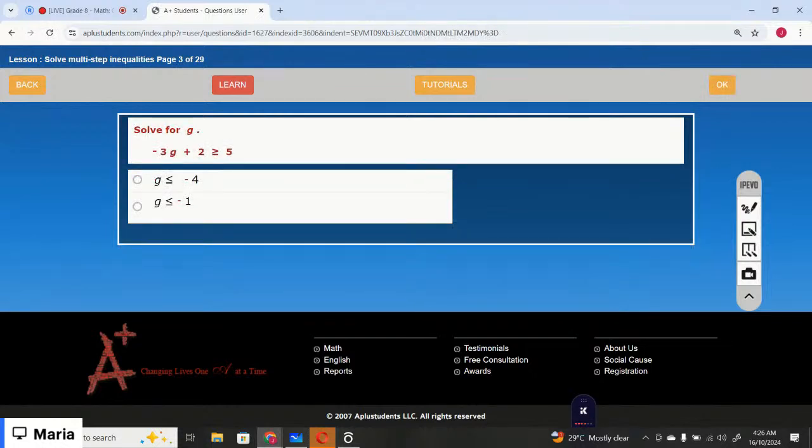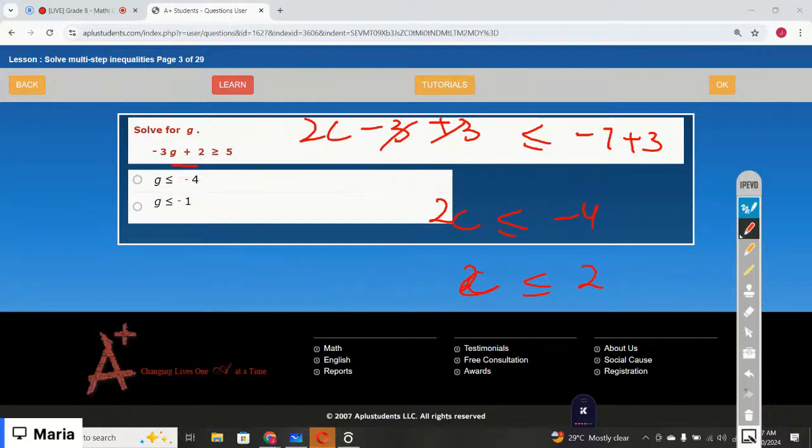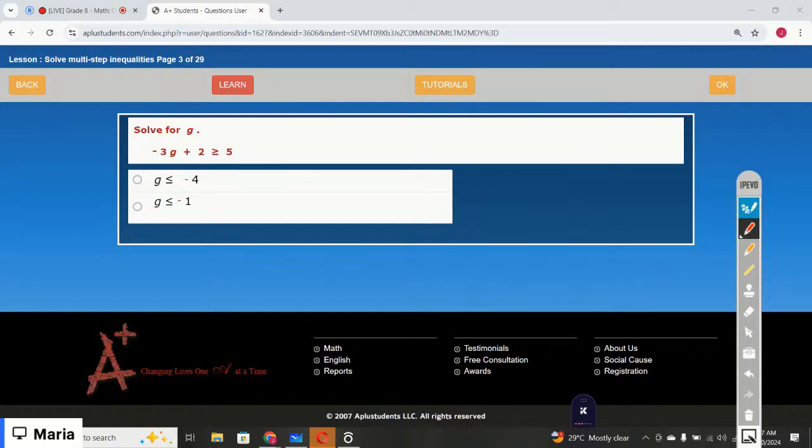Okay, the next one is solve for g, that is negative 3g plus 2 is greater than or equal to 5. So you need to subtract 2 from both sides, right? So 2 minus 2, that is negative 3g is greater than or equal to 3. Divide both sides by 3, so that is g is greater than negative 1. Got it? The correct option is option number 1.